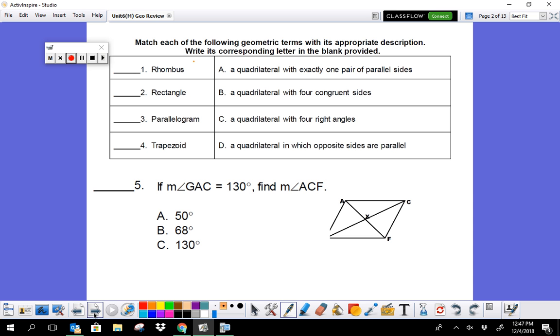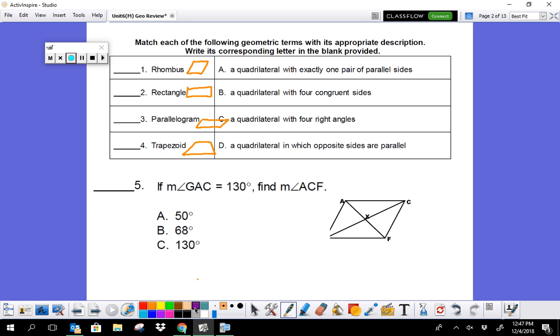So a rhombus basically looks like a slanted square. Okay, we know what a rectangle looks like. A parallelogram is going to be kind of like a rhombus, but a little longer. And then you have your trapezoid that looks like this. And this will help us with these definitions.